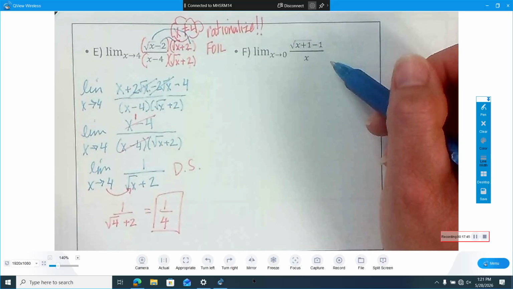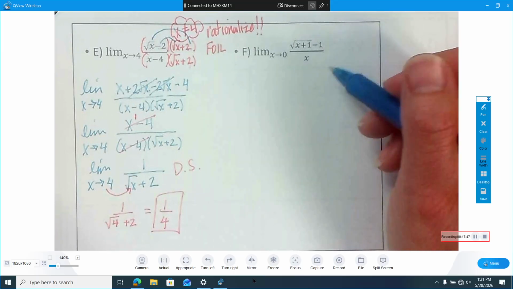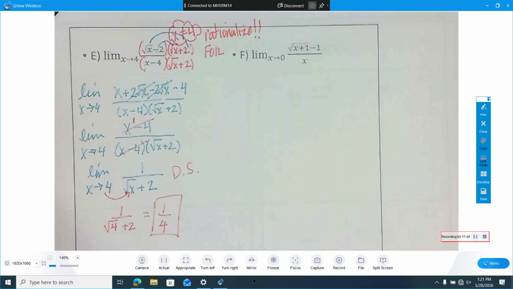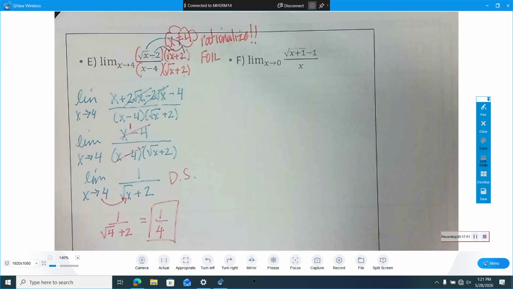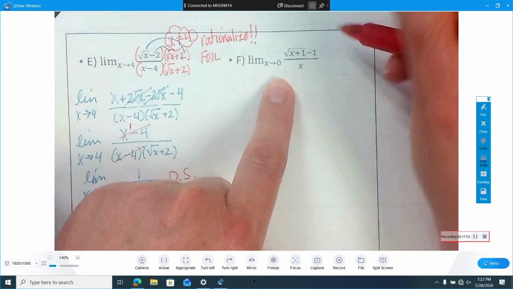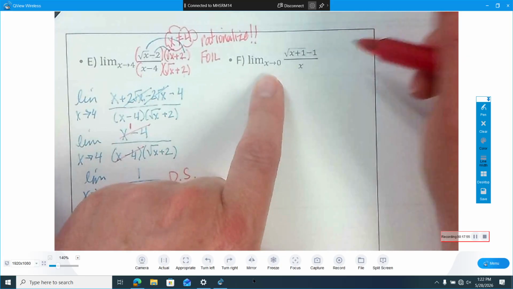Okay. So this is similar, but slightly more complicated. So, gentlemen, are you paying attention? Because you start talking a lot. It's distracting me. All right.